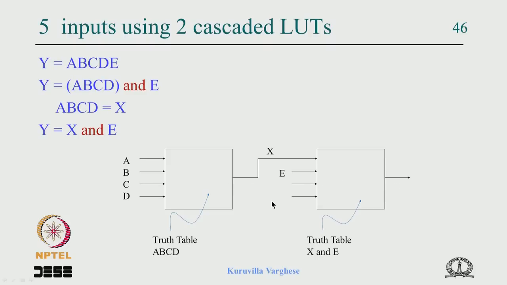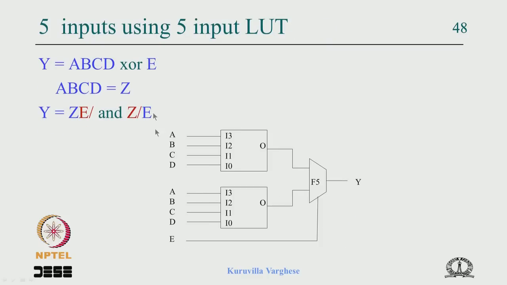You don't need an F5 mux, you can use a cascade. But there are cases like this particular function, ABCD XOR E. Say ABCD is Z, then we have to expand, it becomes Z XOR E, that is Z E bar plus Z bar E. There is nothing common: when it is E bar it is Z, and when it is E it is Z bar. So you cannot have a common lookup table to cascade, you need a real true 5 input lookup table, so you are forced to use this architecture.